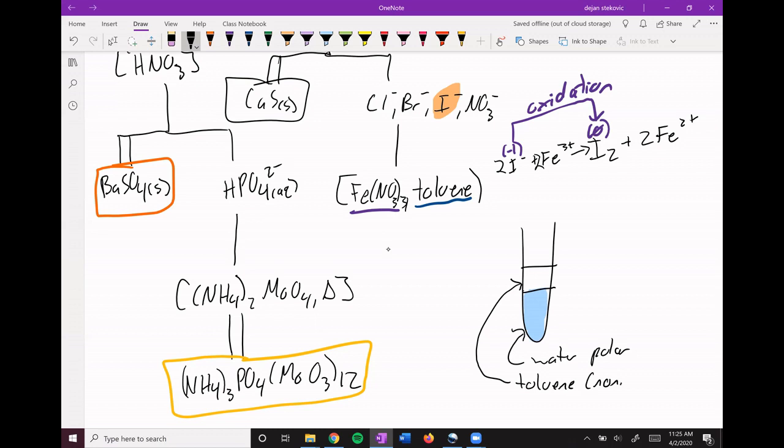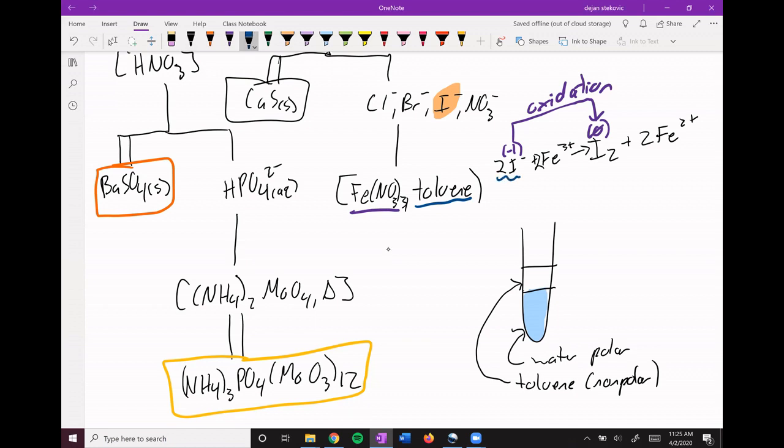So this guy is non-polar. So polar and non-polar don't mix, right? You can think of this as kind of water and oil. They don't mix. The toluene is lighter, or at least less dense, so it's going to be in the upper layer. So let's see how that's going to play out.